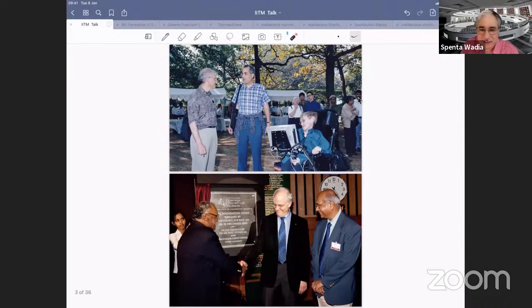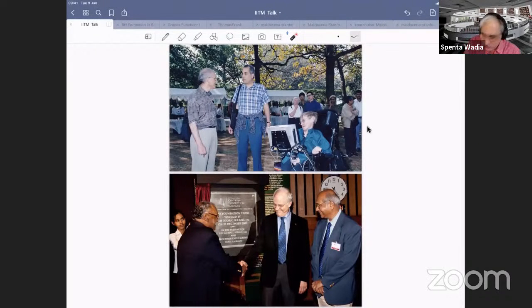Sorry about all this. I just wanted to revive some memories of David's association with India. And this was Strings 2001. And then, of course, David was so instrumental in supporting the creation of the ICTS.